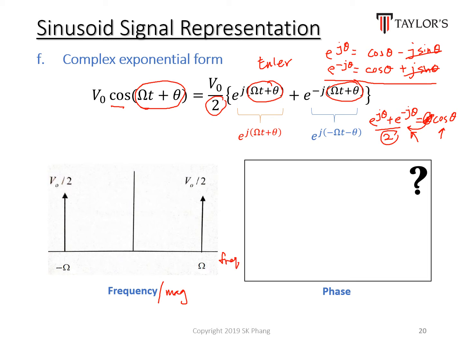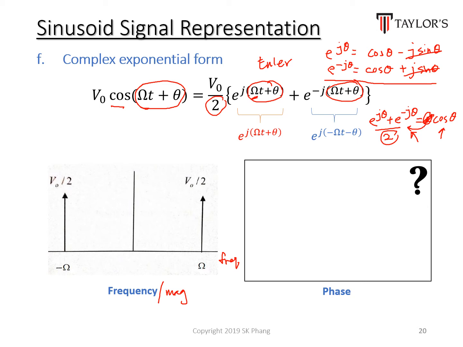At this omega, we have a magnitude of V naught divided by 2. And now look at this one, the blue colors here. At negative omega, we also have a V naught over 2.